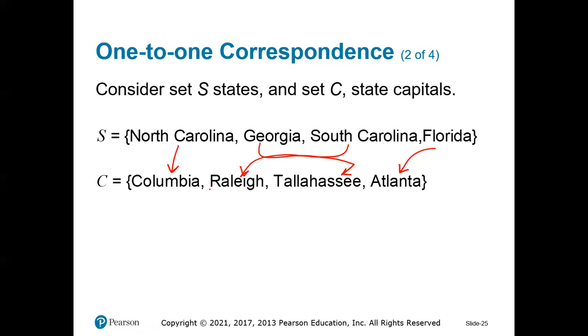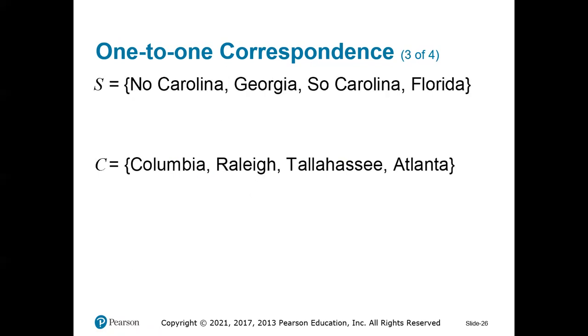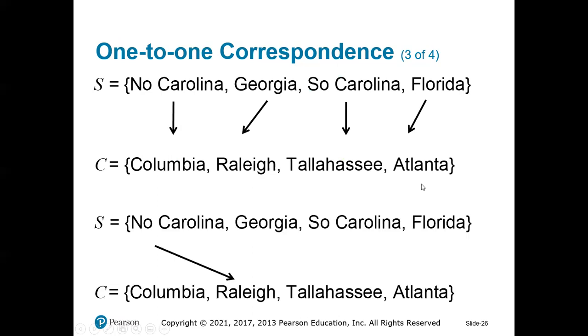Well, don't say, no, Florida should go with Tallahassee. I'm not referring to Tallahassee as the administrative capital of Florida. No, I'm talking about this from a math point of view. If you have two sets with the same number of elements, you can create pairs, or what's called a one-to-one correspondence. And here's an example of a one-to-one correspondence. I matched North Carolina with Columbia, Georgia with Raleigh, South Carolina with Tallahassee, and Florida with Atlanta, for whatever reason, right? Or we could have done this one-to-one correspondence.